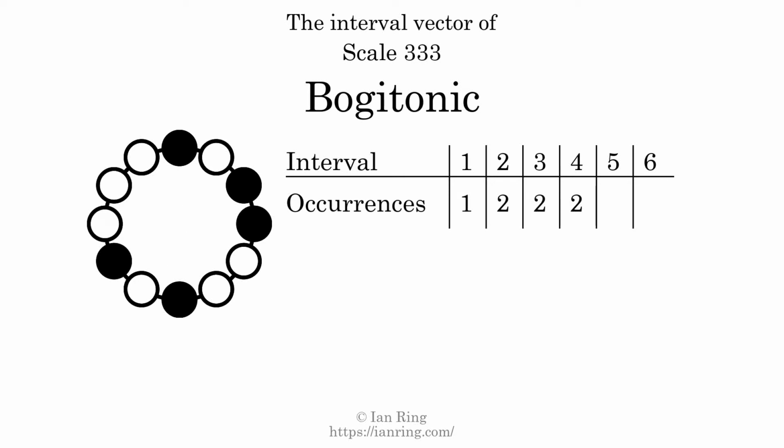There are 2 intervals with a size of 4 semitones. They are here and here. There is one interval with a size of 5 semitones. It is here. There are 2 intervals with a size of 6 semitones. They are here and here. Each interval does not appear in this scale a unique number of times, so this is not a deep scale.